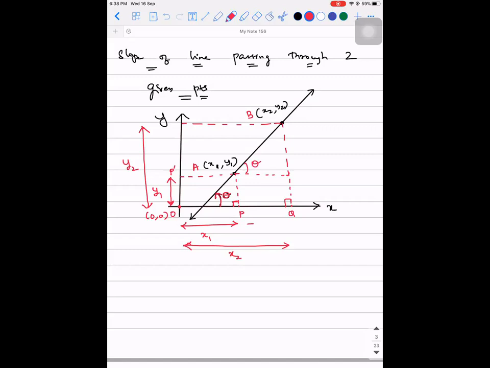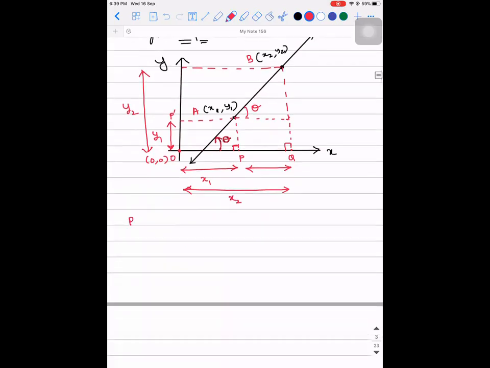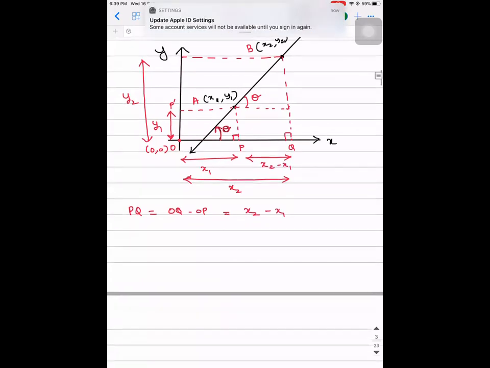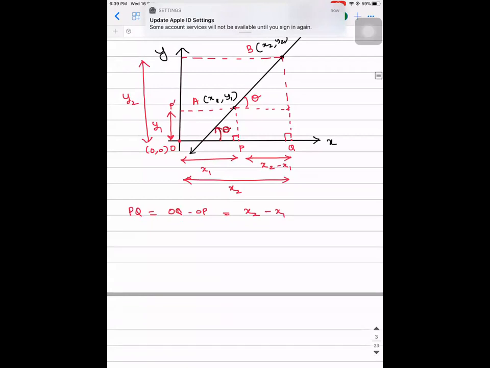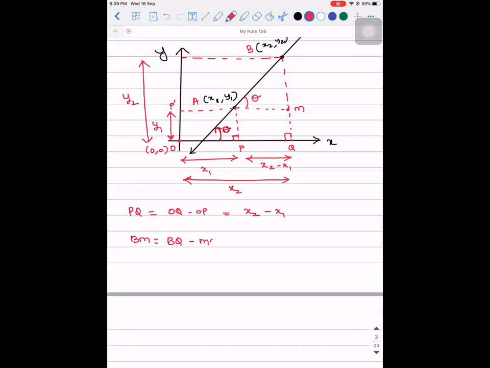If OP is x1 and OQ is x2, then what is the distance PQ? So can I say PQ is equal to OQ minus OP? Accepted. So OQ is x2, minus x1. That's right. Similarly, this is A. Let me call this point as M. What is BM? BM is nothing but BQ minus MQ. That is y2 minus y1.